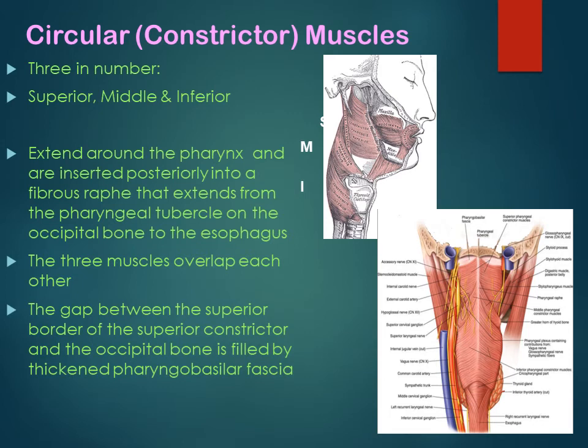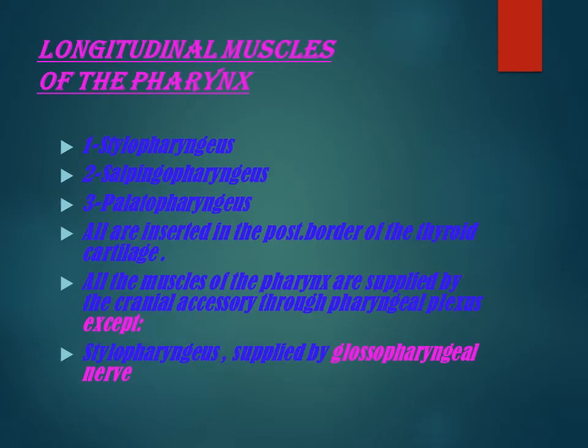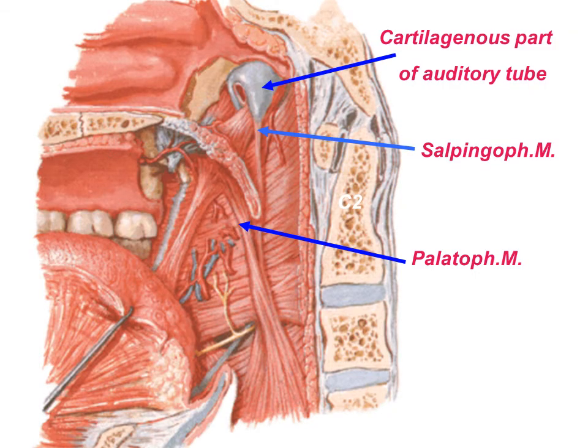The gap between the superior border of the superior constrictor and the occipital bone is filled by a thick pharyngobasilar fascia. The diagram shows the palatopharyngeus muscle and the salpingopharyngeus muscle, from the cartilaginous opening of the auditory tube.